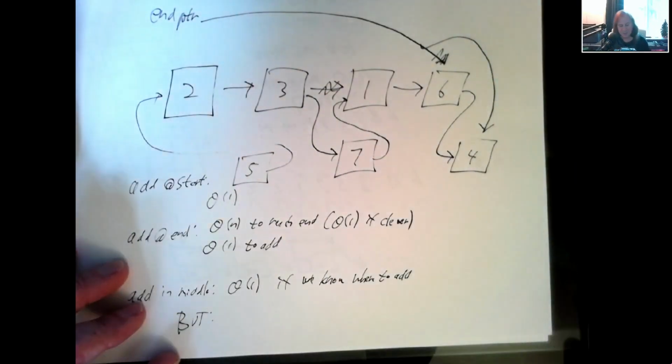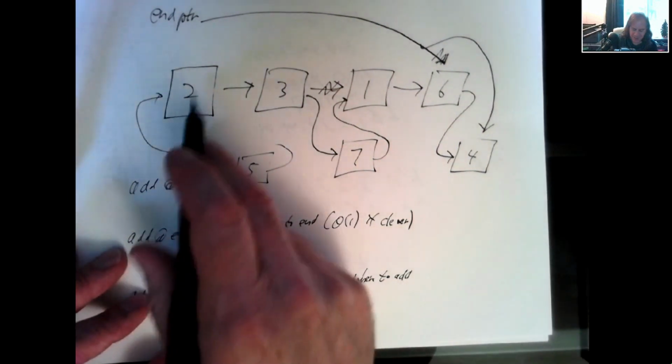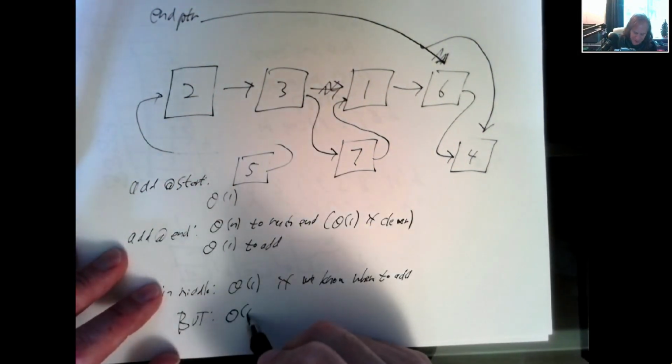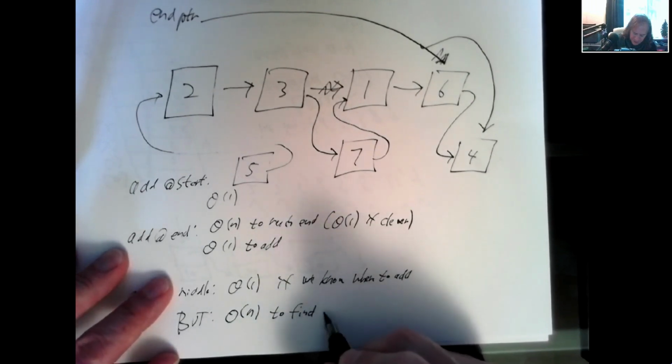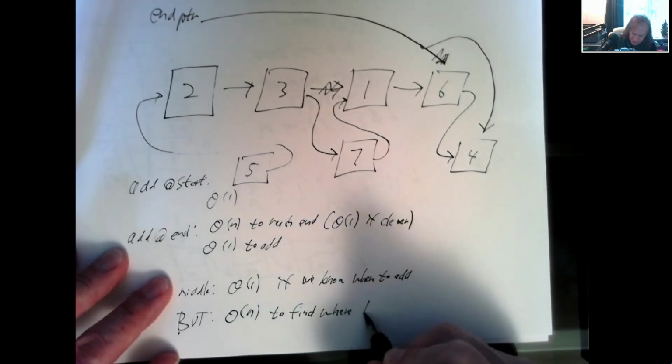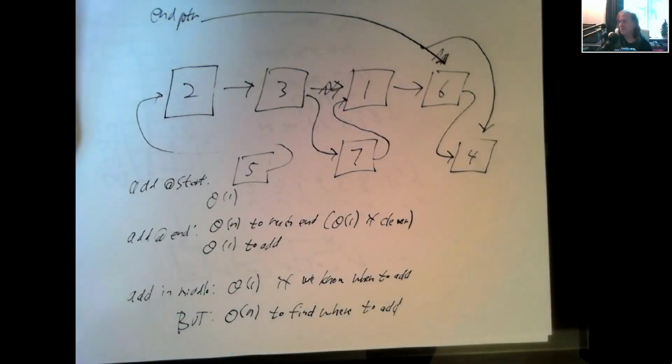But if we're going to search, if we're saying I want to add a 7 after a 3, we have to start at the beginning and move through the list. So this could be order n to find where to insert, where to add. So inserting in the middle is still tricky if we care about where we put it.